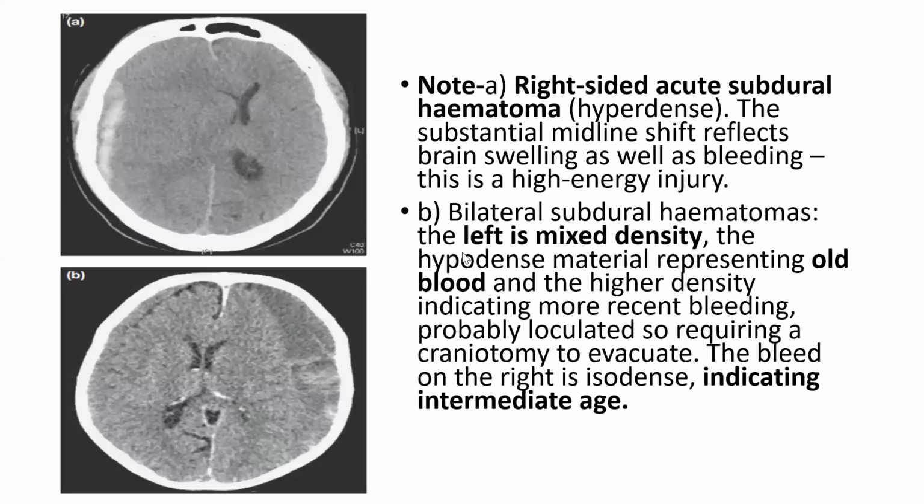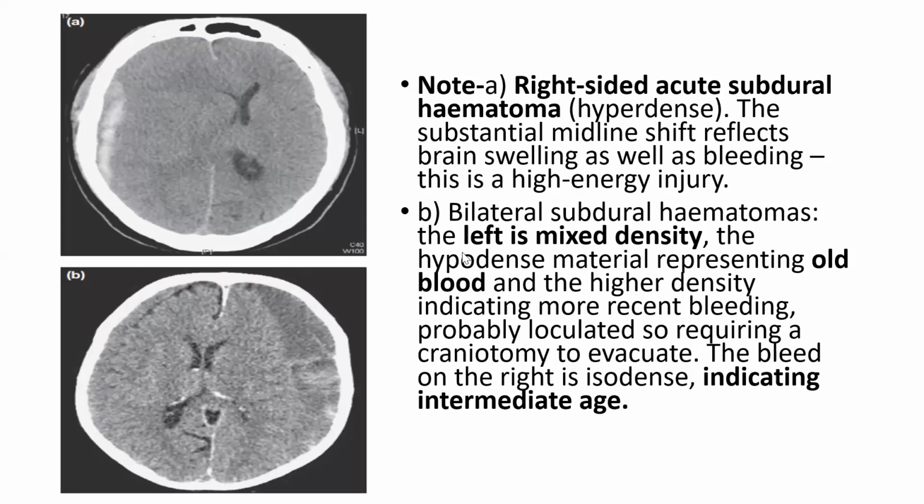So this image again is illustrating our subdurals. The first image here is showing a right-sided acute subdural hematoma. You can see the hyperdense mass here with midline shift. So there is also brain swelling because we have lost the gyri. We cannot see the gyri here. So this indicates that this was a high energy injury.